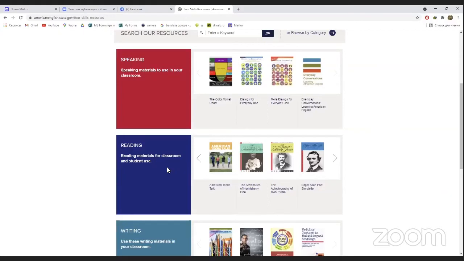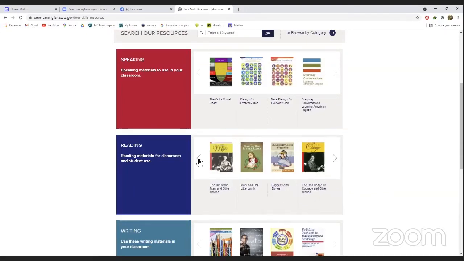Here is the reading. See the reading, the adventures of Huckleberry Finn, Mark Twain. So see, if you go further, you can find a lot of books, readings here. So it's all free to teachers to use, lots of reading. So if you click, you can see text and audio.